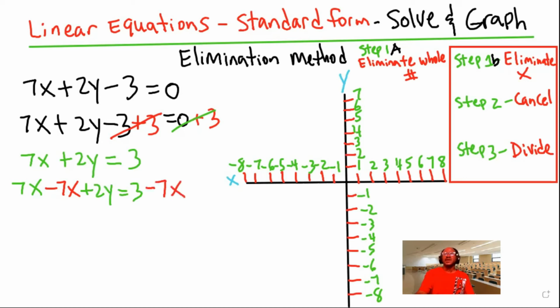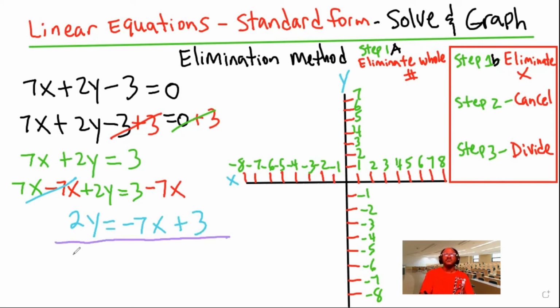Now let's see if we can cancel out, which is our next step. Can we cancel? Yes, we can cancel those out. What do we have left? We have the 2y. Remember the negative sign, and the -7x must go first, right? And then we have a positive 3. And our last step is division.